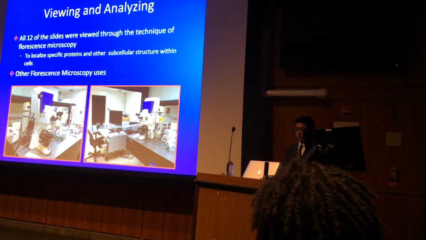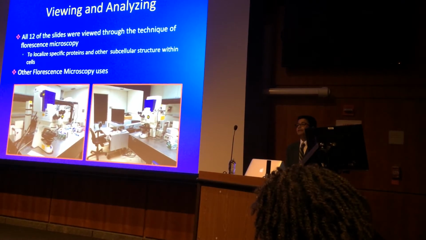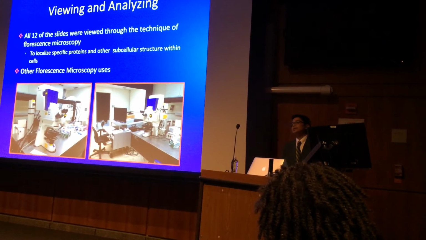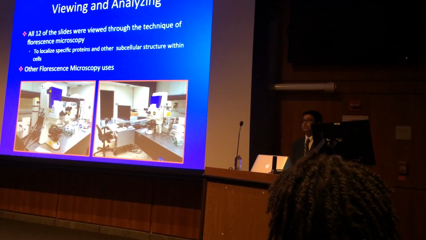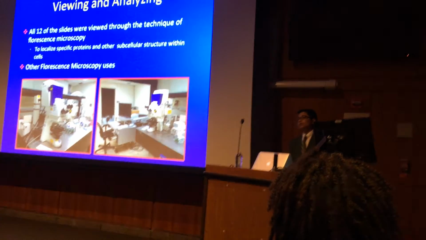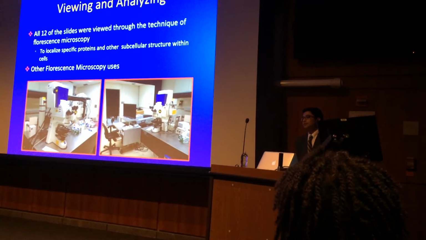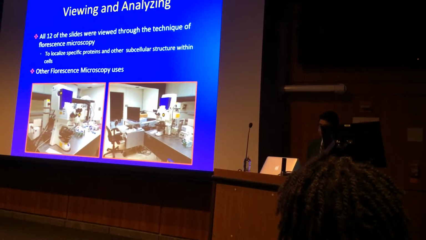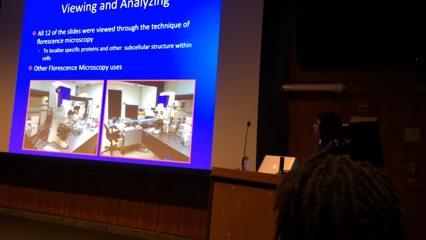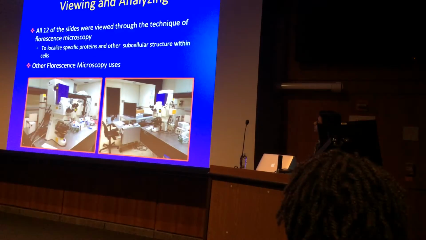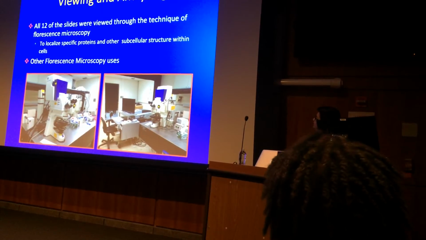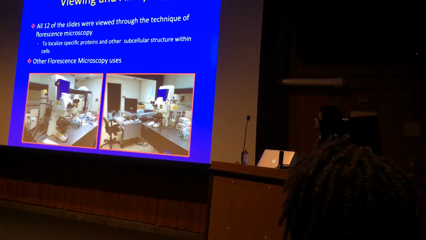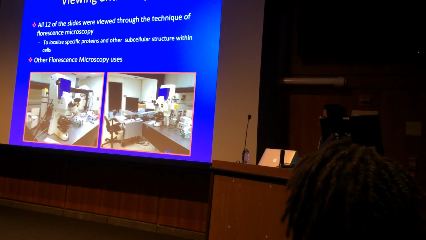All of our 12 slides were viewed through the technique of fluorescence microscopy. We utilized this technique to localize specific proteins and other subcellular structures within the cells. While we only utilized one aspect of fluorescence microscopy, there are many others that can be used. In the figure to the left, it shows the microscope that we used, while on the right, it shows the image of the entire room, where this is the microscope, this is the source, and this is the computer we used to get the imaging.